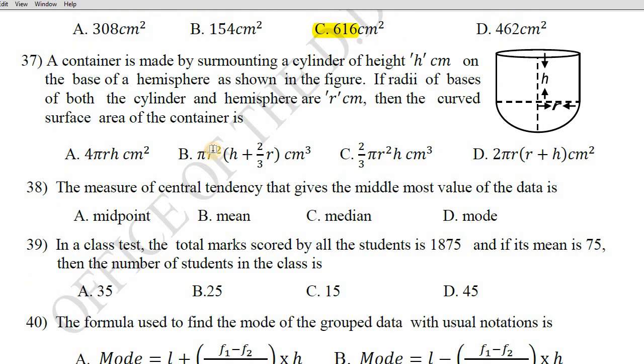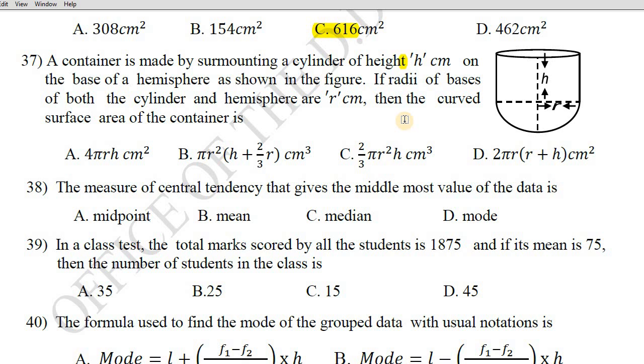Next, question number 37, children. A container is made by surmounting a cylinder of height h centimeter on the base of a hemisphere, as shown in the figure. The cylinder height is given, children, that is h centimeter. As you look at the figure, easily you will come to know that there is a cylinder over the hemisphere. If the radii of the bases of both the cylinder and hemisphere are r centimeter, it means the radius of the cylinder and the radius of the sphere are the same.